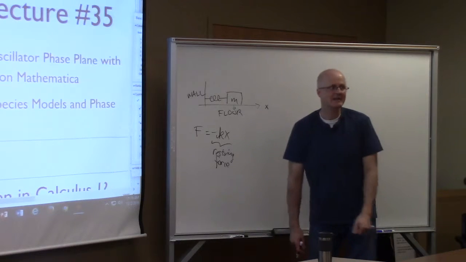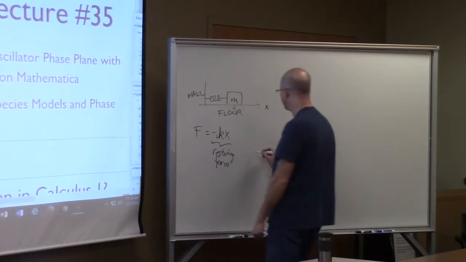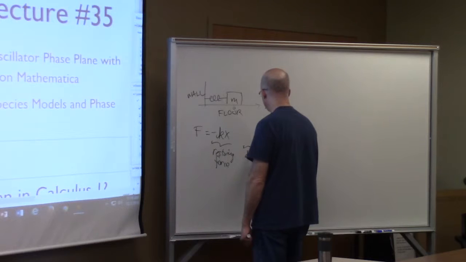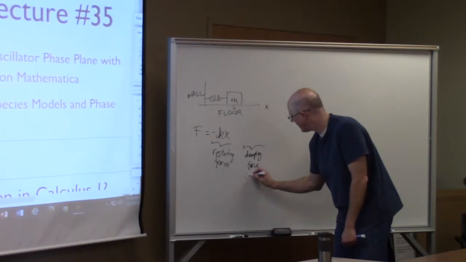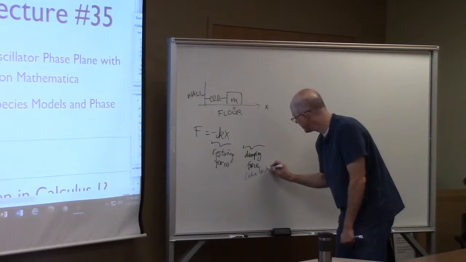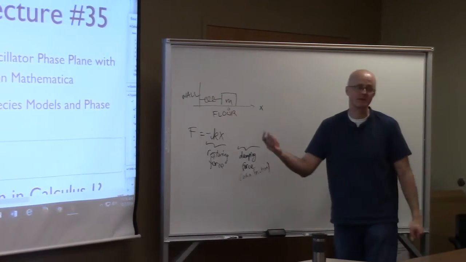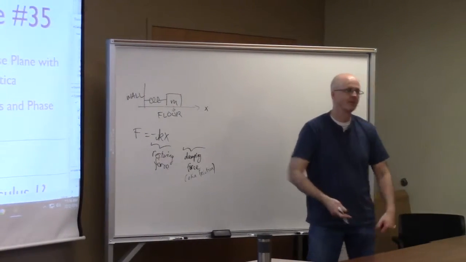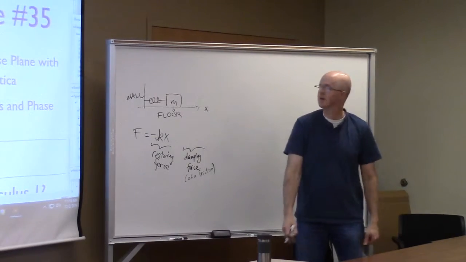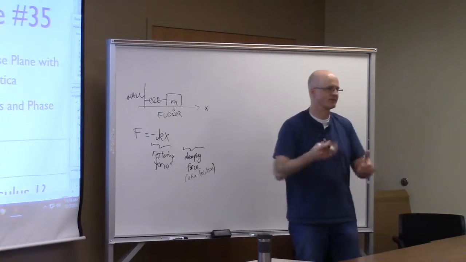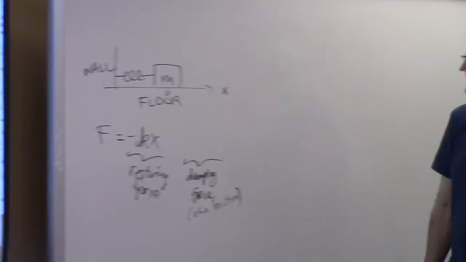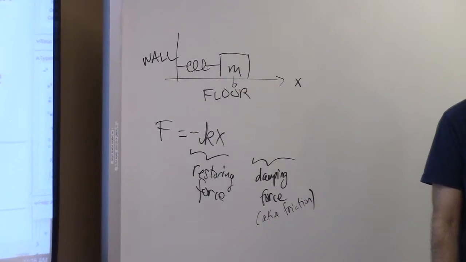What about the friction? Sometimes called the damping force is what I'm going to write next here. Damping force, also known as friction, that can come from lots of sources: the floor, the air, the internal friction of the spring, the molecules of the spring sort of causing friction. So it can come from lots of sources.